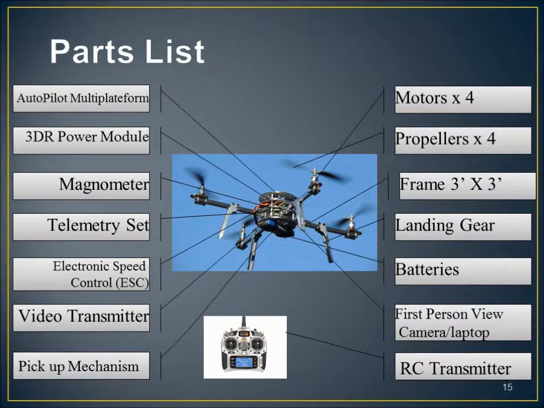Here's a quick overview of the parts list. It gives you an idea of what everything is and where it's located on the quadcopter itself. There are a couple of high dollar value items which include the APM, which is the Autopilot Multi-Platform Module.